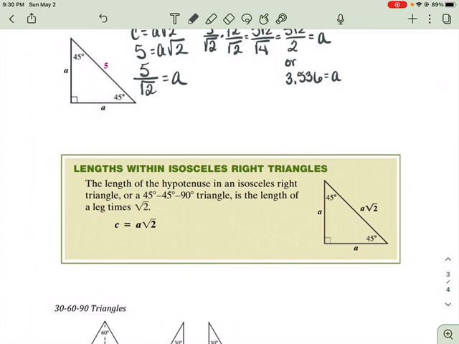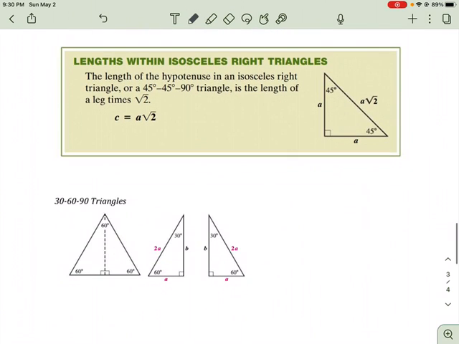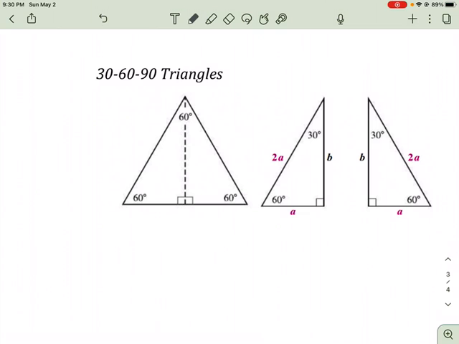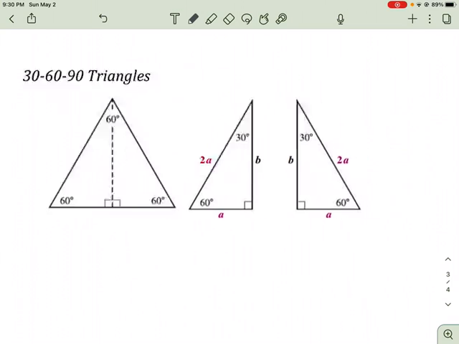Oh, I'm so sorry. In an isosceles right triangle, or 45, 45, 90 triangle, the hypotenuse is the length of the leg times the square root of 2. So C equals A square root of 2. Okay, and there's our little picture. Now we can do the same thing with 30, 60, 90. A 45, 45, 90 is like a square cut on the diagonal, and a 30, 60, 90 is an equiangular equilateral triangle cut in half. And that's what this is.